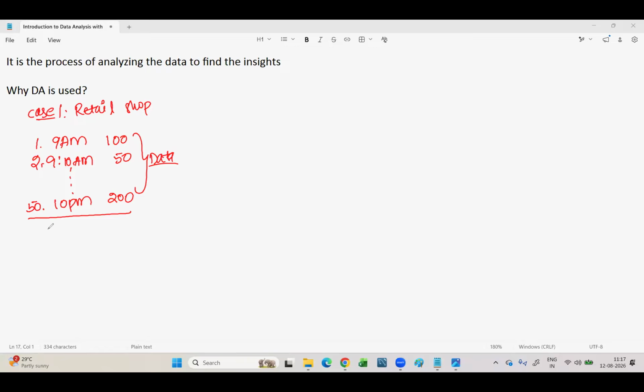Let me tell you. How many customers came to my shop on that particular day? In this data, I can easily say 50 customers came. And what is the total sales that happened on that day? How do we find total sales? Add all these values. Use your mobile calculator or do the manual calculation. Let's say we got 5,000 rupees on that day.